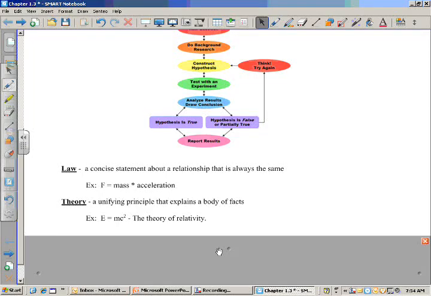All in all, the scientific method is essential to everything we do, and throughout the year we will be following many, many scientific experiments, and they will all follow the scientific method.